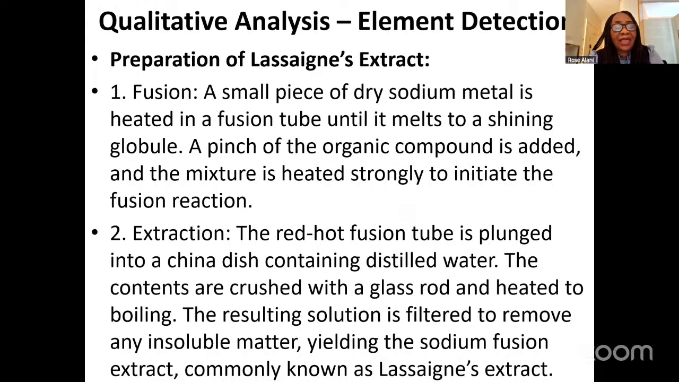So the next step is the extraction step. The red hot fusion tube is plunged into a china dish containing distilled water. Then the contents are crushed with a glass rod and then heated to boiling. The resulting solution is then filtered. You filter it to remove the part that is insoluble. And then the extract you have is what is known as the Lassaigne's extract. And this is what we're going to use in most of the tests that we're carrying out.